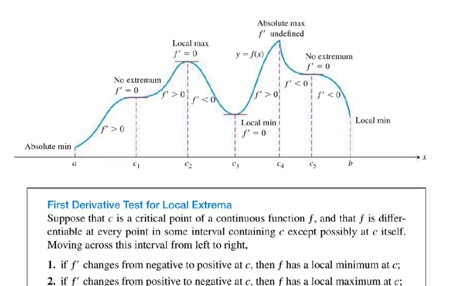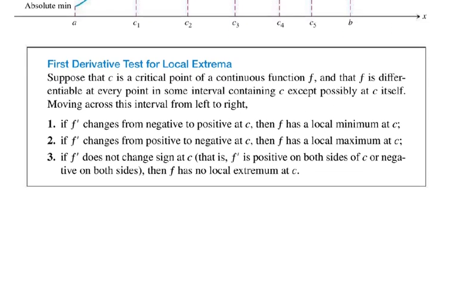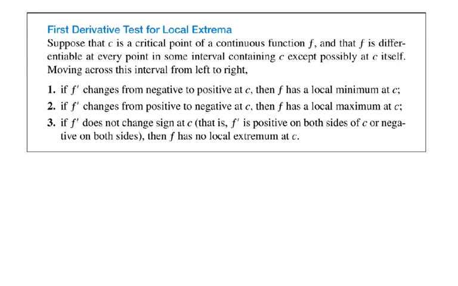And I've pulled another screenshot from our book in. We have a first derivative test for local extreme values. So if we have a critical point of a continuous function, and that function is differentiable everywhere in some interval which contains C, except possibly at C itself, as we move across the interval from left to right. So we noticed this when we were looking at the graph.